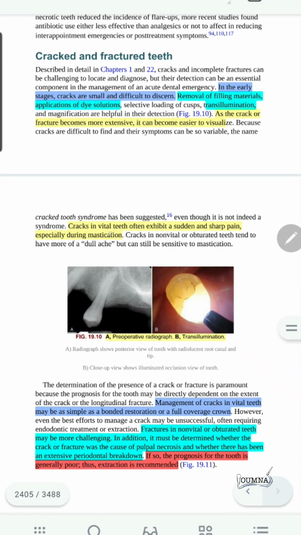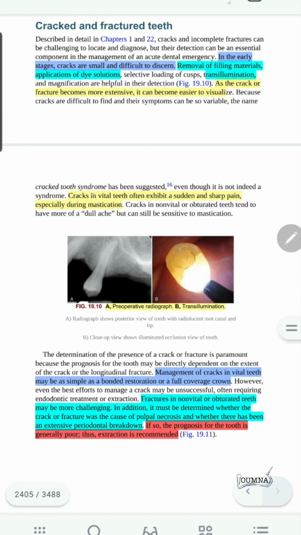Its symptoms are sudden and sharp pain, especially during mastication. And we know that the bite test is an important test for differential diagnosis, where we do the bite on each cusp by itself to know where the crack is in particular.